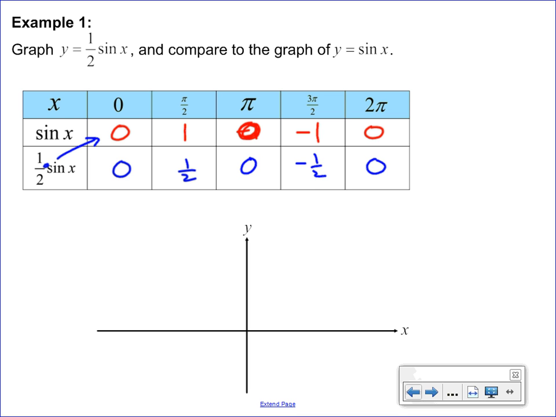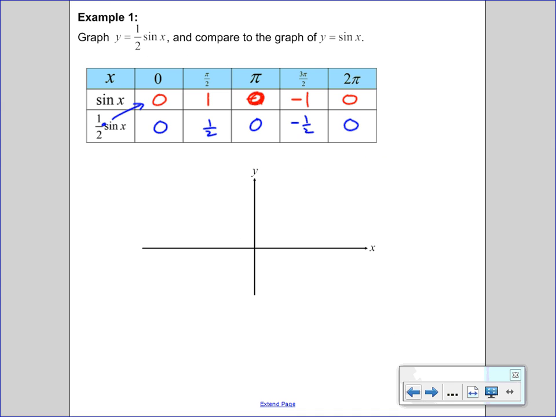So take a look at what this does to the graph. Originally, you had 0, pi over 2, pi, 3 pi over 2, and then 2 pi. Before we had 1 and -1. This time, you're shrinking it. Now we're at 1/2 and -1/2. So your graph, instead of going all the way to 1, is going to be a little bit shorter.